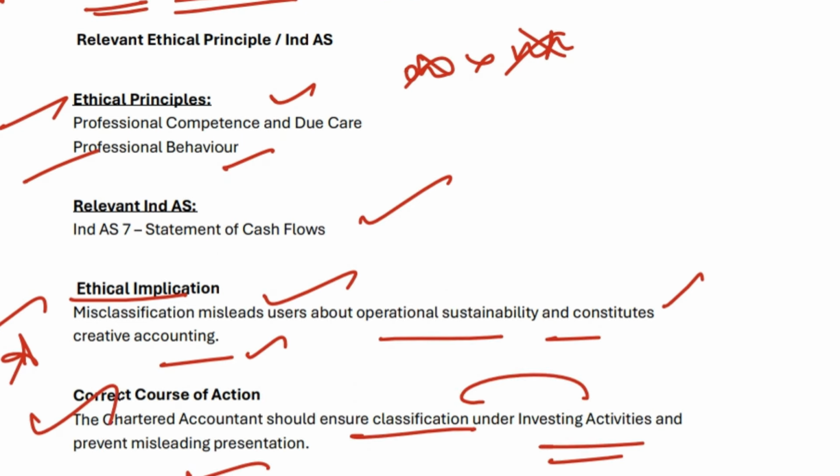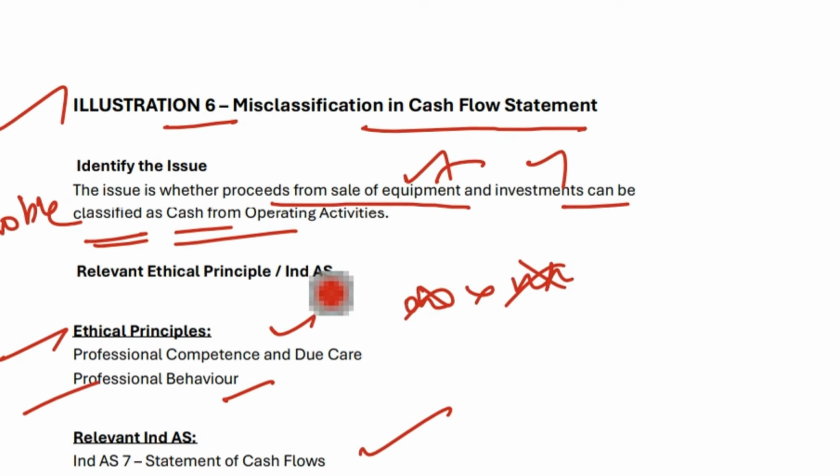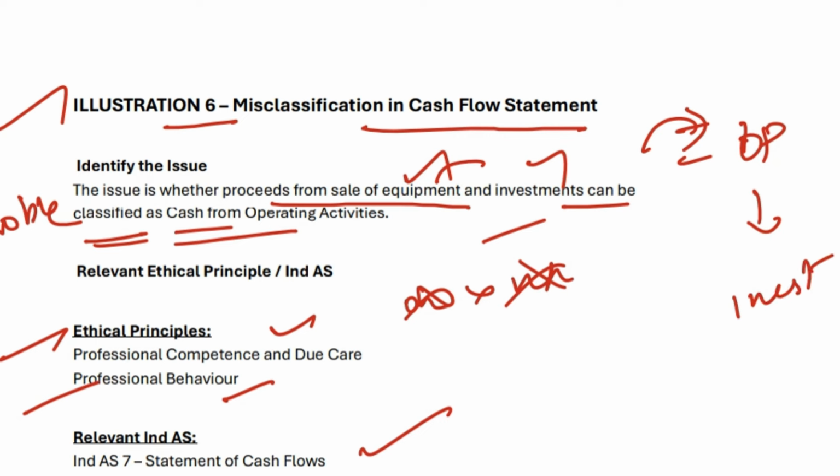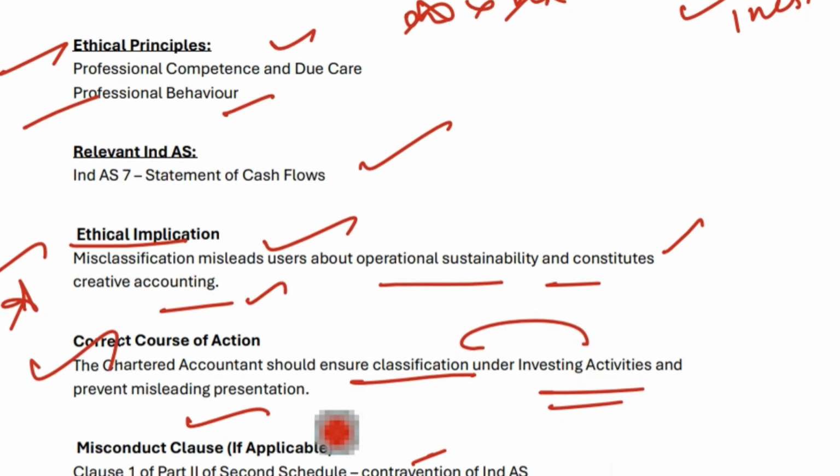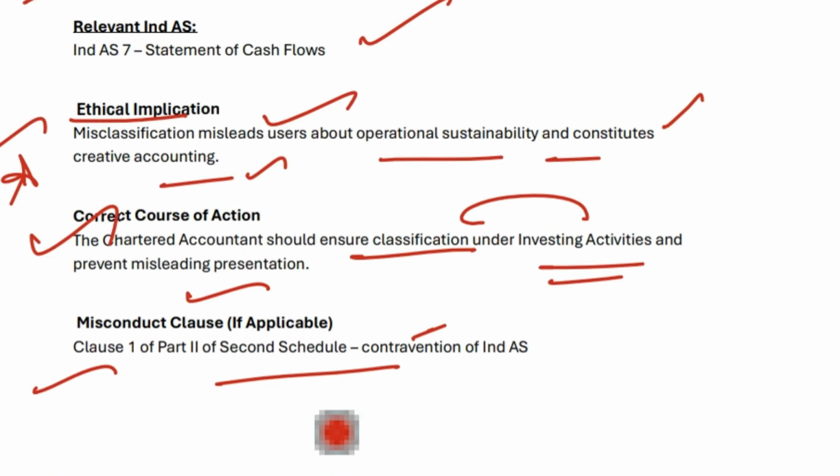Next, here again, clause 1 part 2 of the second schedule, this will be a misconduct clause, right? So cash flow statement, the gist of the question is very simple. They have classified it as an operating activity, rather it should go for investment activity. So as a CA, you make sure that you are showing it under investment activity and you are preventing the misrepresentation or misleading presentation.